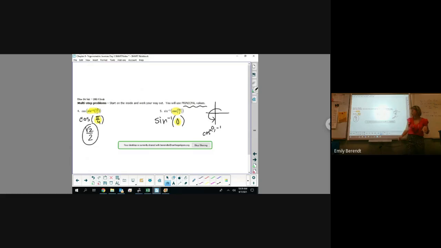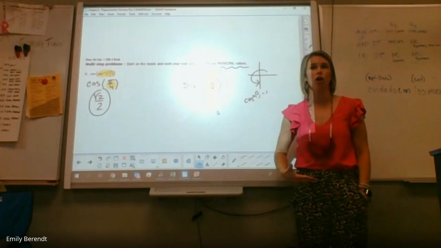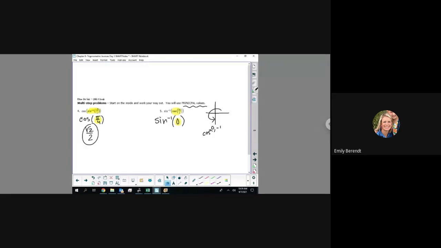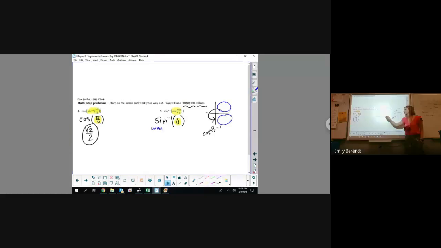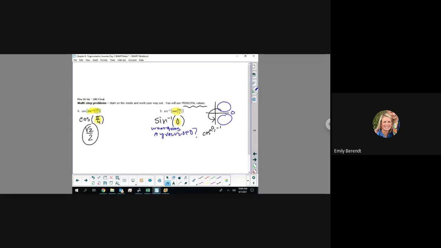And so now you should say, hey, I've got an inverse trig word. Inverse trig words are followed by ratios. Your answers are angles, and you need the PV. So where does your calculator search for inverse sines? What quadrants? 1 and 4. And it wants to know what angle has a y value of 0. What angle has a y value of 0 over here?